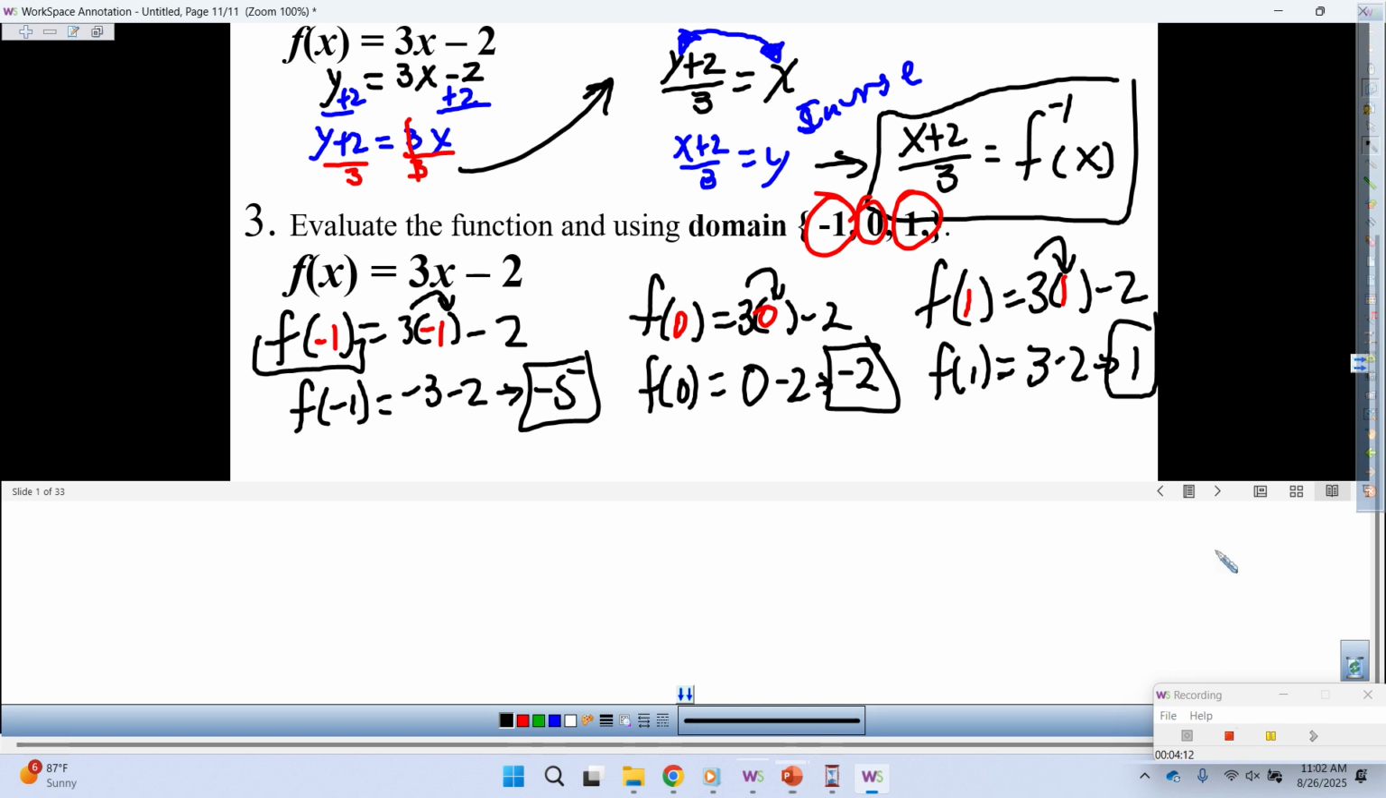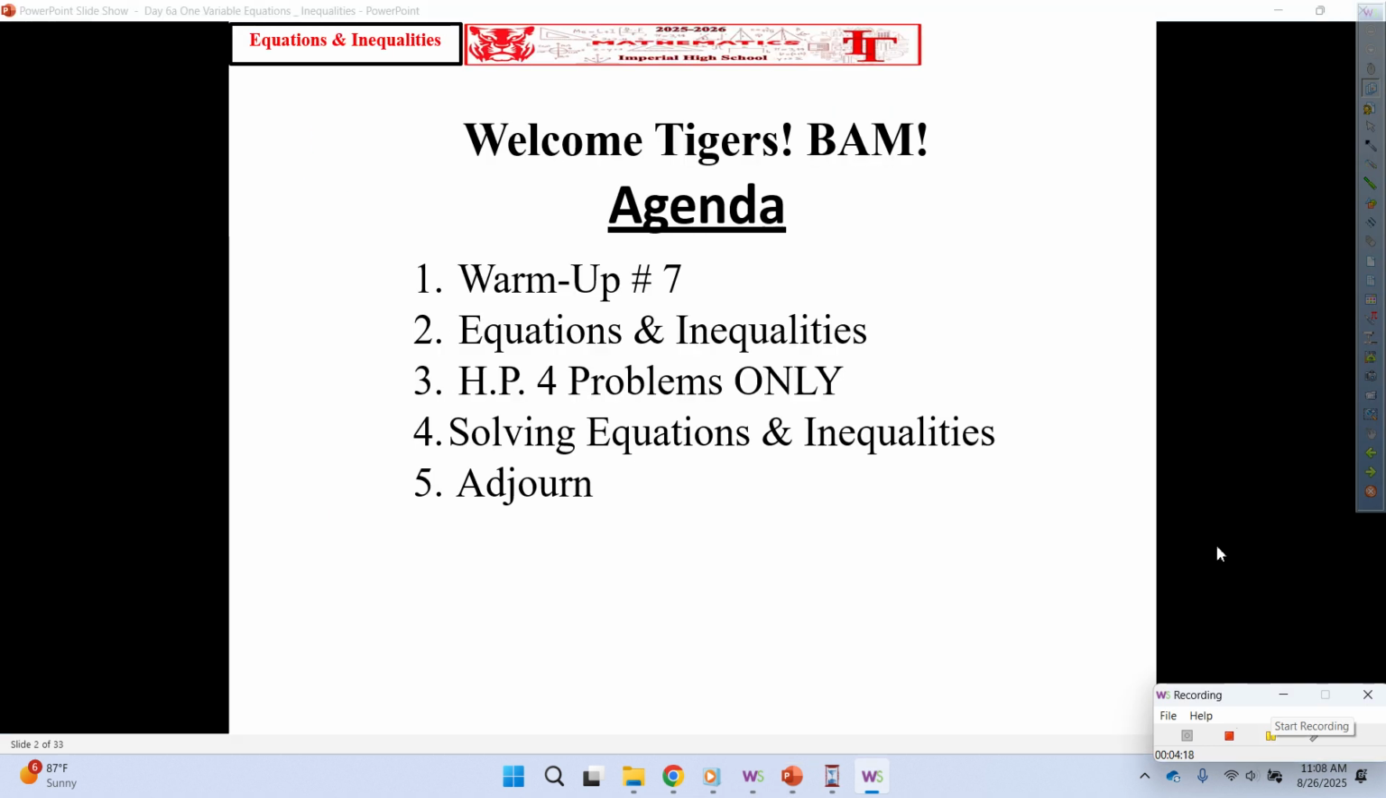All right, let me send you the screen so you can send me your work. All right, thank you for sending that in. Copy the agenda, please. Warm-up number 7, done. Today we're going to be looking at equations and inequalities, today and tomorrow. Home plate, you have 4 problems for today. And number 5, solving equations and inequalities, and adjourn.